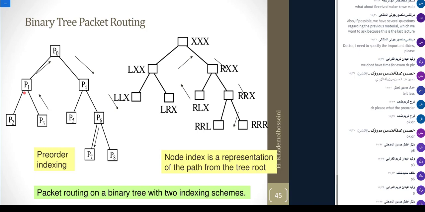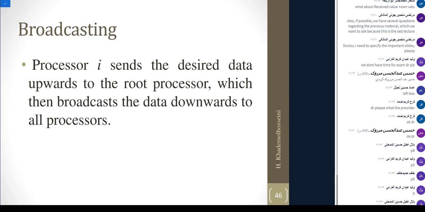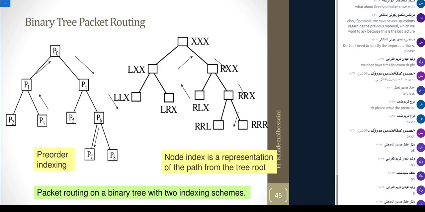Okay? And you can find other examples about this. About broadcasting, it is very simple. Processor I sends the desired data up to the root processor, which then broadcasts the data downward to all processors. First we send the value to the root, and then the root broadcasts it down to all processors. It's very simple. Okay?